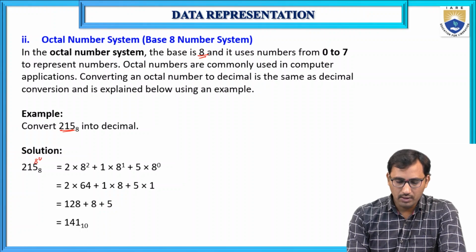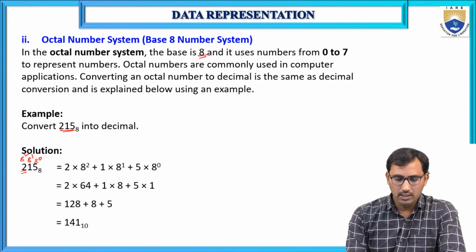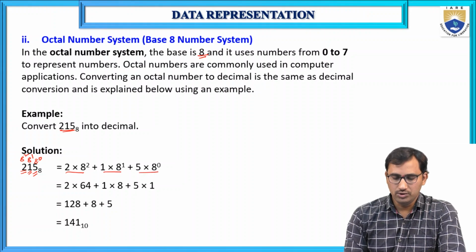So 8 power 0, 8 power 1, 8 power 2. That means the hundreds position is multiplied with 8 power 2. We have to write like 8 power 0, 8 power 1. So the weight of the 0th position is 8 power 0, the weight of the first position, the 10th position, is 8 power 1, and the weight of the 100th position is 8 power 2. So we can write 2 into 8 square plus 1 into 8 power 1 plus 5 into 8 power 0.